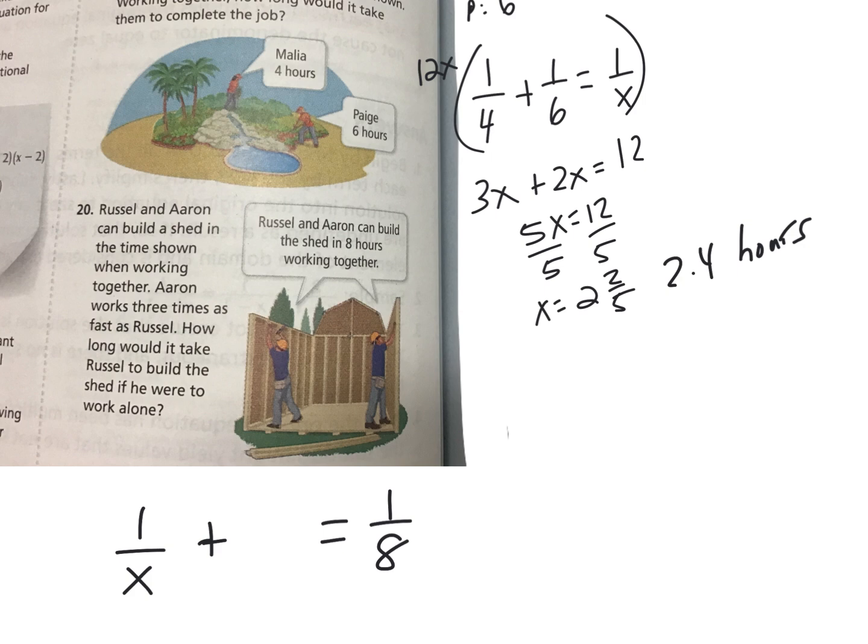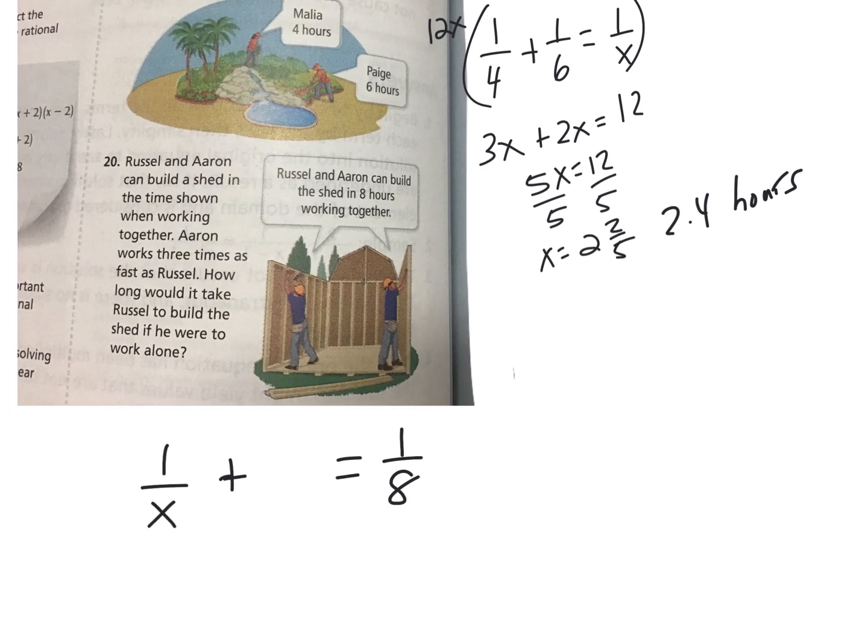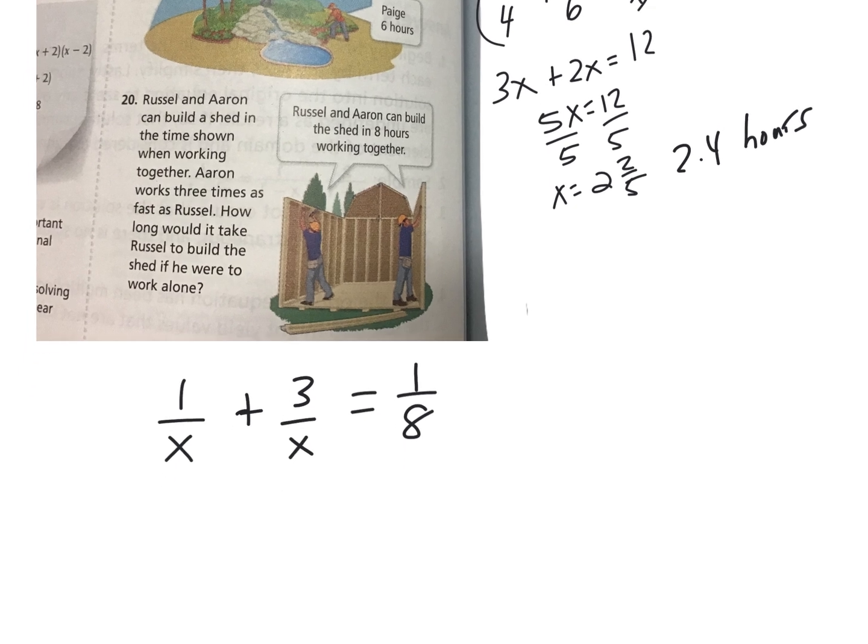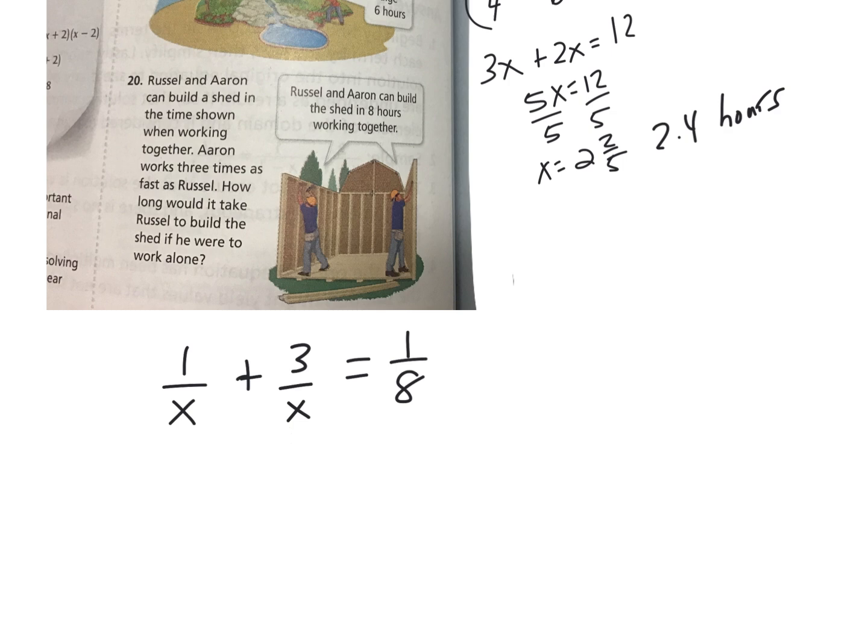But just like that pipe question we did the other day, how many jobs could Aaron do by himself in the time it takes Russell to do it once? He's 3 times as fast, so he could do 3 jobs in X hours. So now we're going to multiply by our common denominator again, which is 8x.